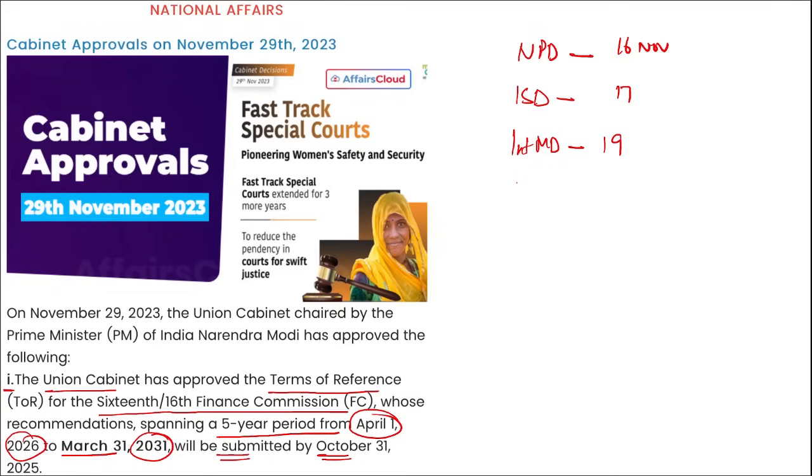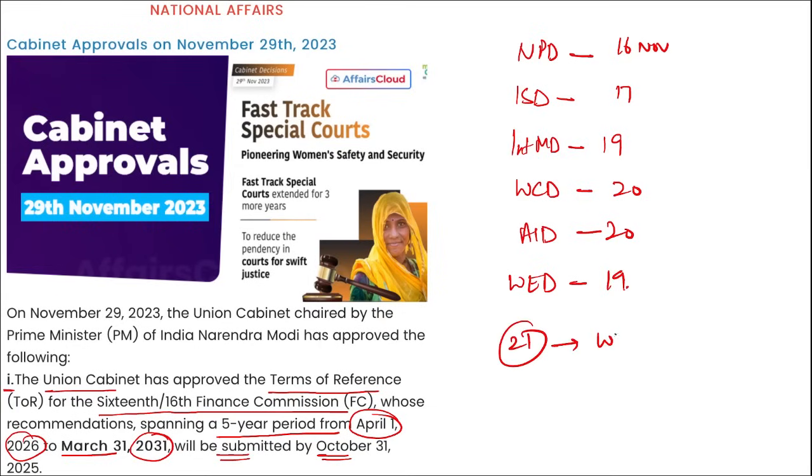19th of November. World Children's Day is observed on 20th of November. Then Africa Industrialization Day on 20th of November. Women's Entrepreneurship Day is observed on 19th of November. And on 21st of November, we observe World Television Day.